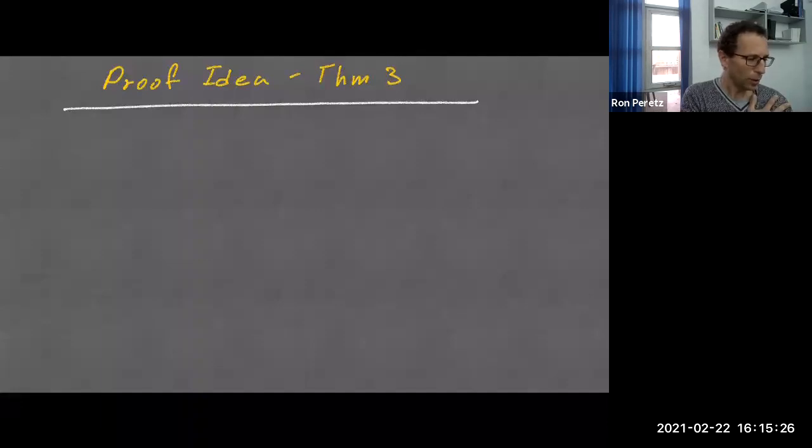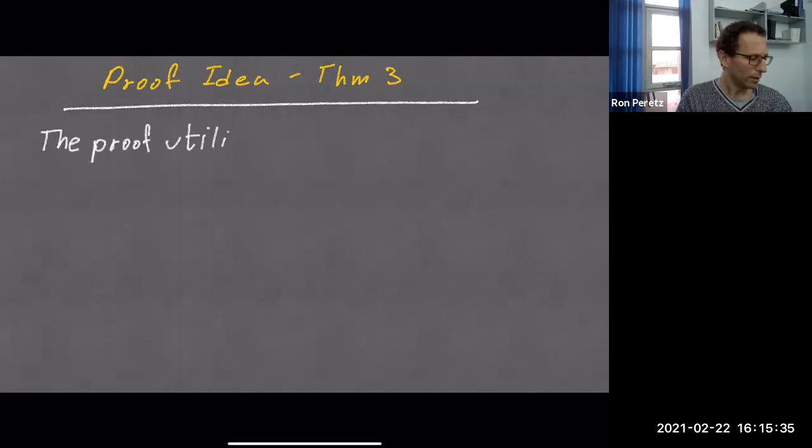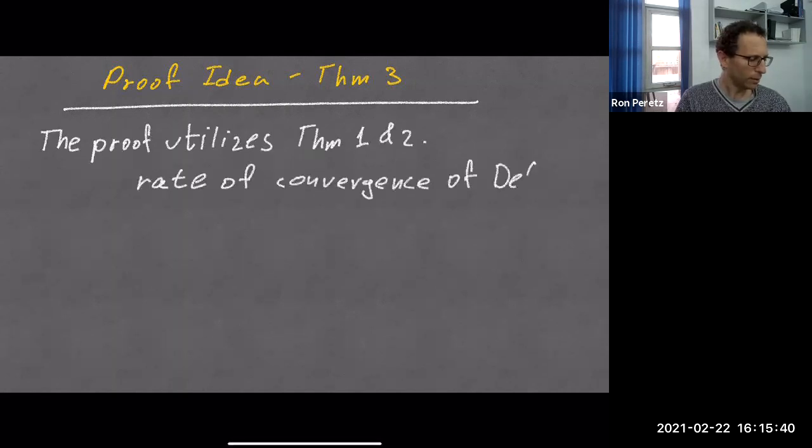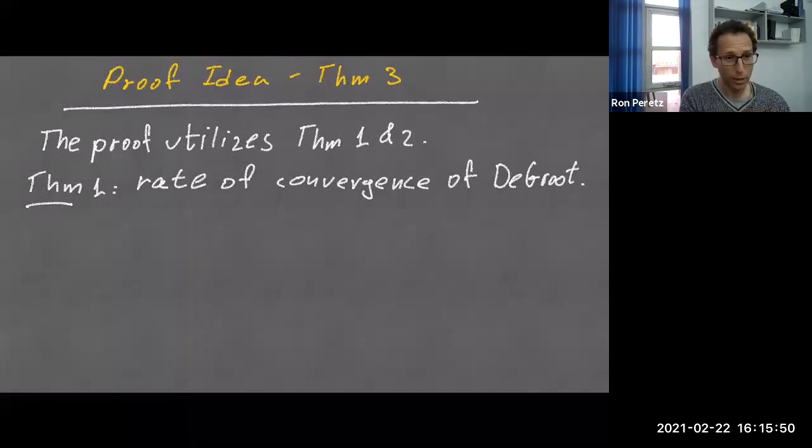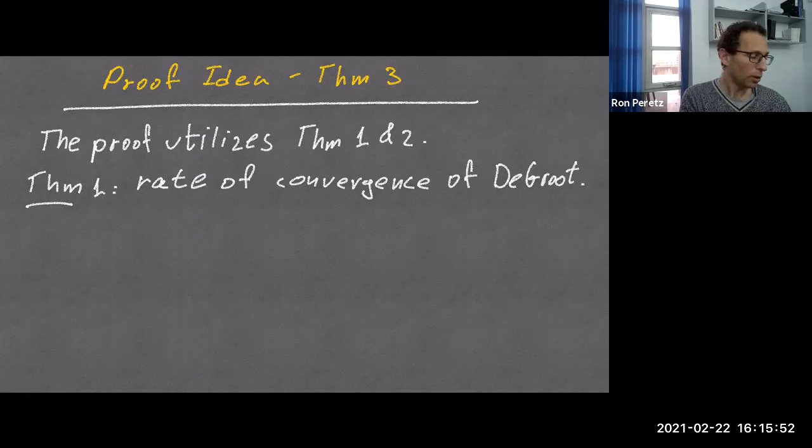Okay, so I will prove theorem 3, and inside theorem 3, it includes theorem 2 and 1 as well. So I'm going to use theorem 1 and 2. And theorem 1 is the convergence of the DeGroot dynamics on infinite graphs. We don't only prove the convergence, we also say something about the rate of convergence. Okay, and this will be important.